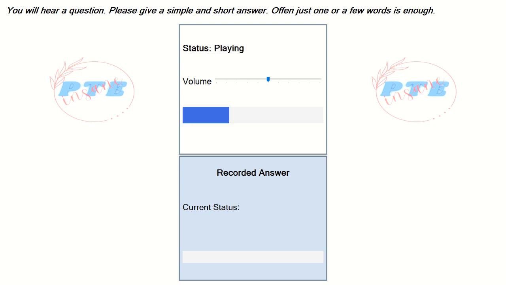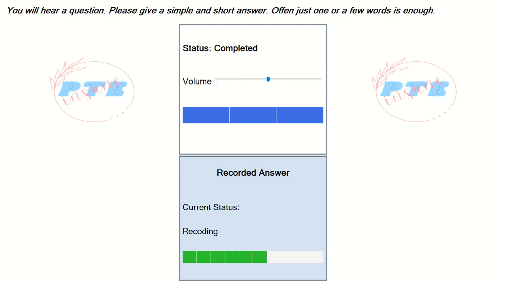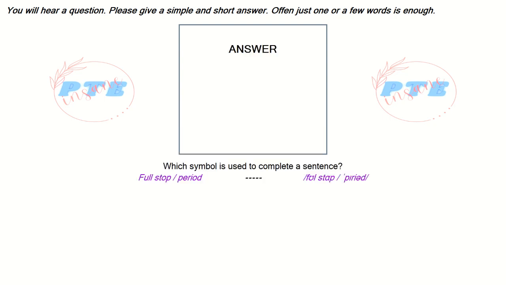Which symbol is used to complete a sentence? Full stop. Period.